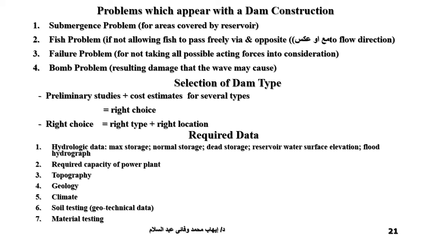Selection of dam type. Preliminary studies plus cost estimates for several types equal the right choice. The right choice equals the right type plus the right location. Required data: 1. Hydrological data: maximum storage, normal storage, dead storage, reservoir water surface elevation, flood hydrograph. 2. Required capacity of power plant. 3. Topography, geology, climate, soil testing, geotechnical data, material testing.